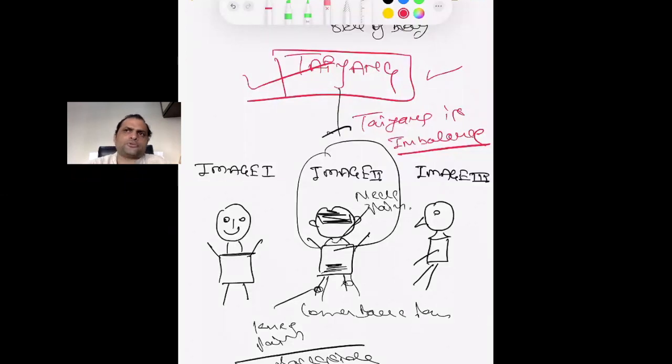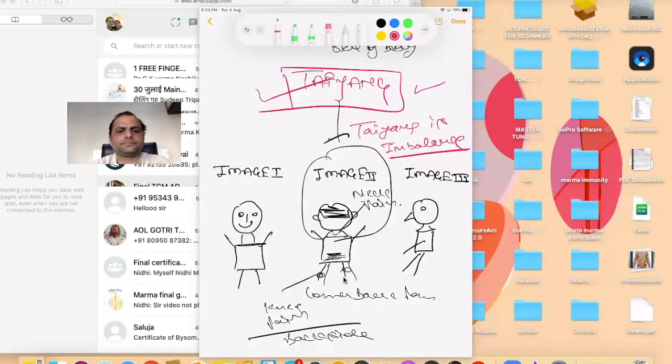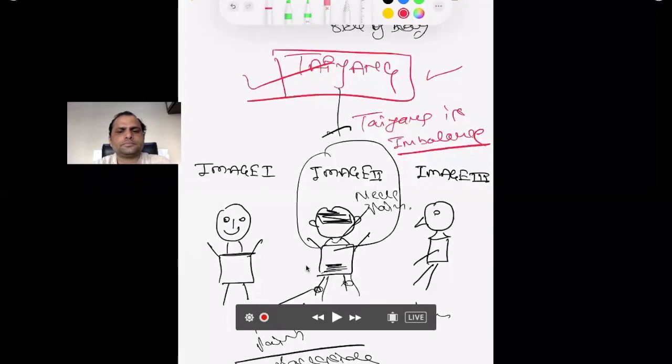So whenever you want to treat anyone who is suffering with upper back pain, lower back pain, middle back pain, knee pain in the back side, or headache on the back side, any back problem, you just have to rectify the Tai Yang.